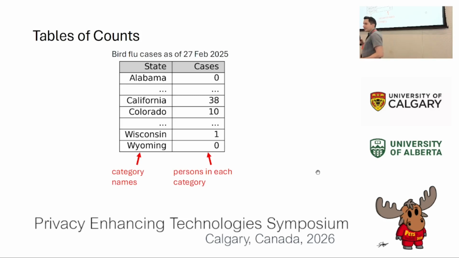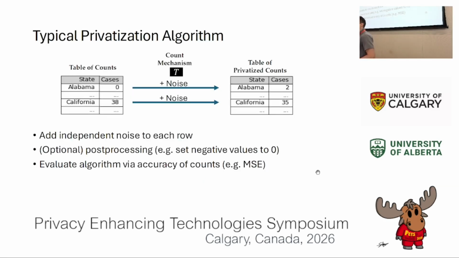Of course, tables like this are actually pretty common. And if you have data in a format like this, you might be interested in privatizing it. I mean, especially if you're here, but hopefully otherwise too. So how do you privatize a table of counts? Well, if you look at the literature, the available algorithms look pretty much like this. You take each row, you add an independent noise random variable. And then at the end, of course, you can post-process your results. So for example, you might take all of the negative values and set them equal to 0.